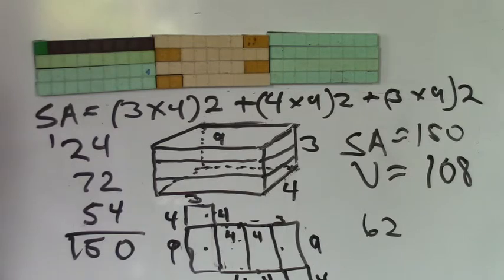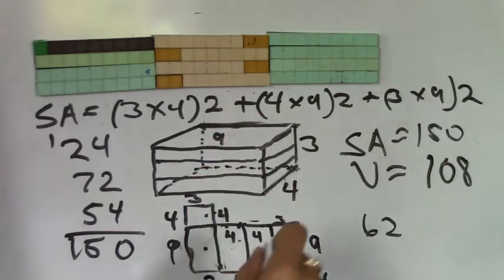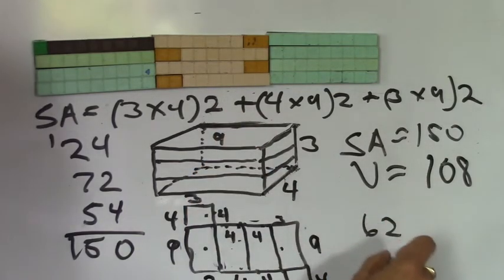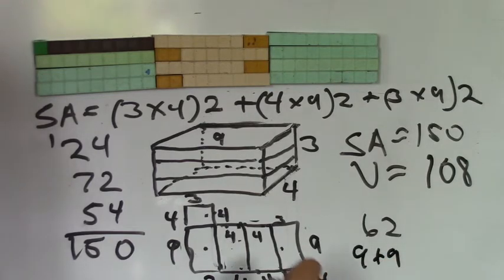Yeah, I've already figured it out. It's 47. Let's see if you're right. What's 9 and 9? 18. So wait a minute. The other way, when we counted that one, we got 62. Now let's do 9 and 9 is 18. And then I'm going to count up all of my 4s. I have 1, 2, 3, 4, 5, 6, 7, 8 4s.